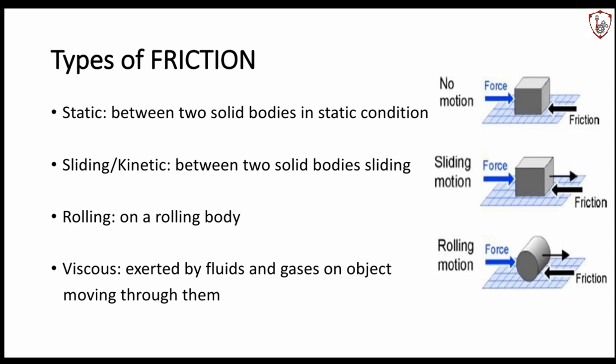Why static? Static means the block is not moving. That is why it is static friction. Clear? Where is it applied? At the bottom of the block on the surface, because that is in contact with the rough floor. It is a contact force.